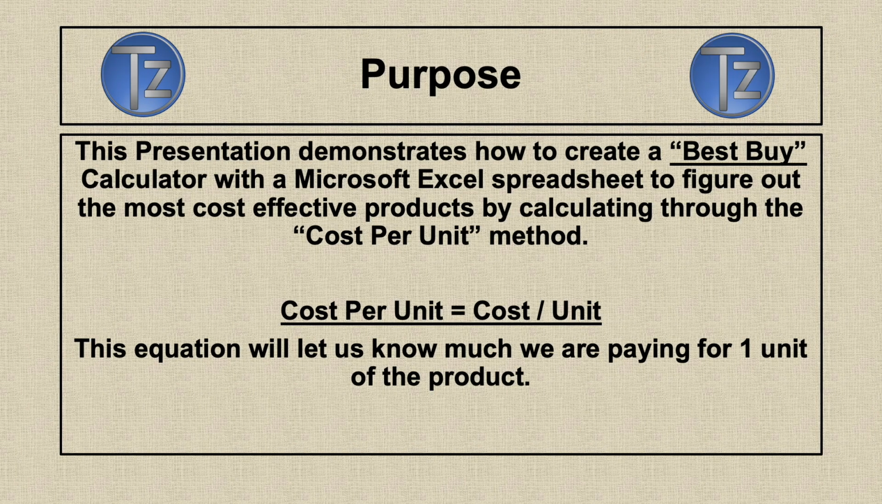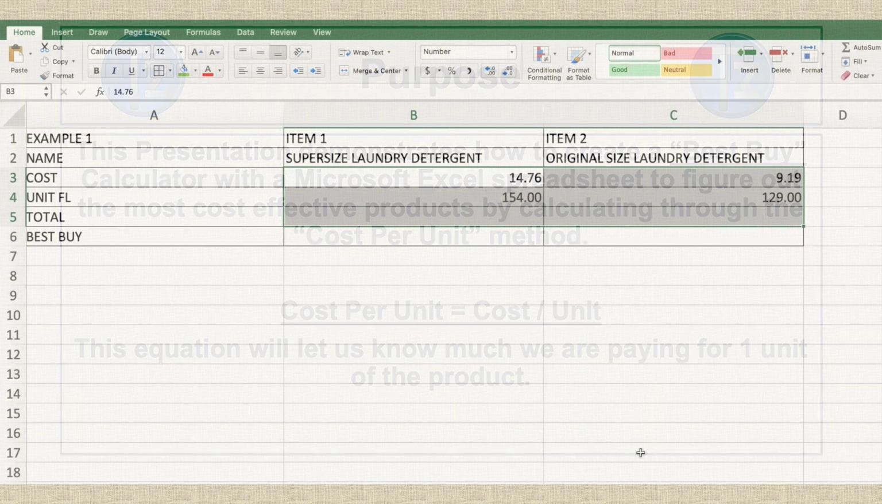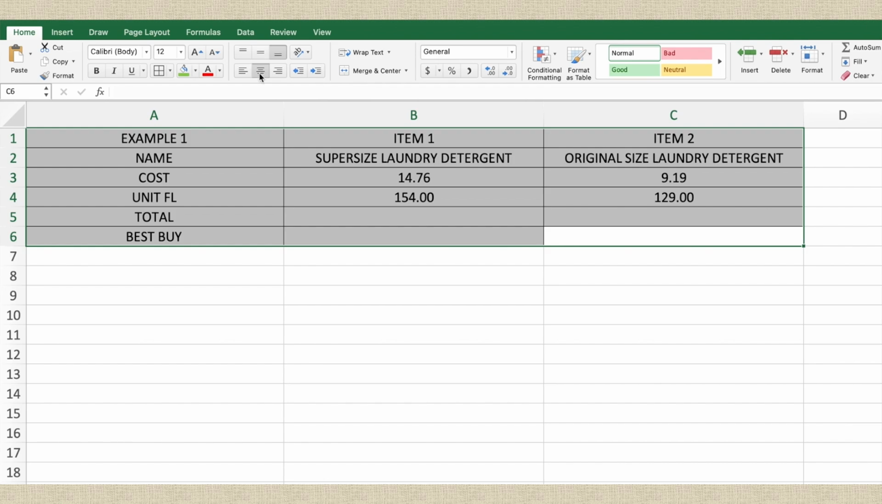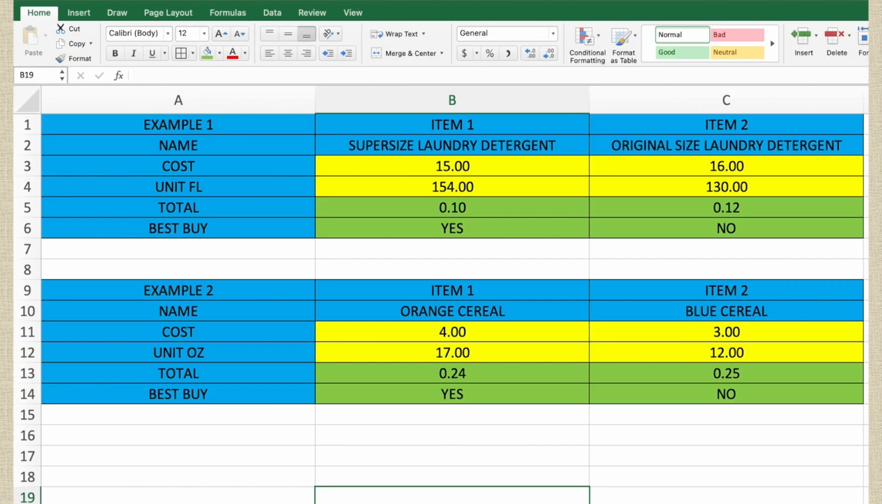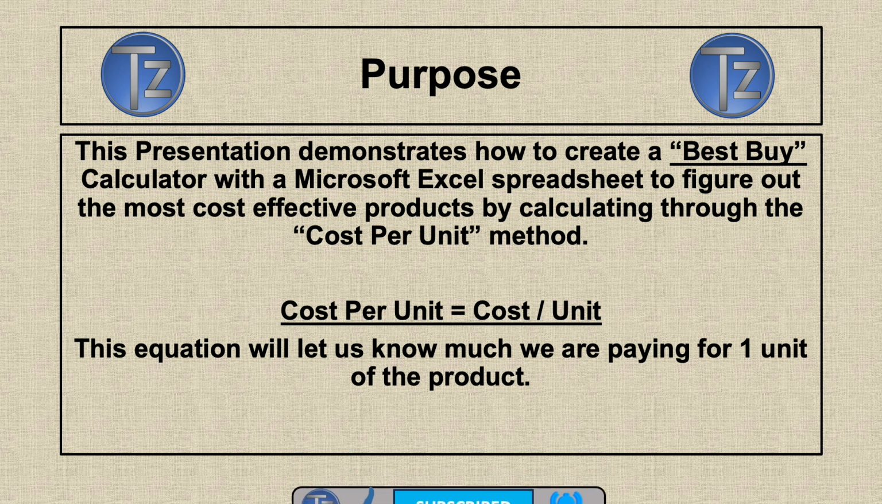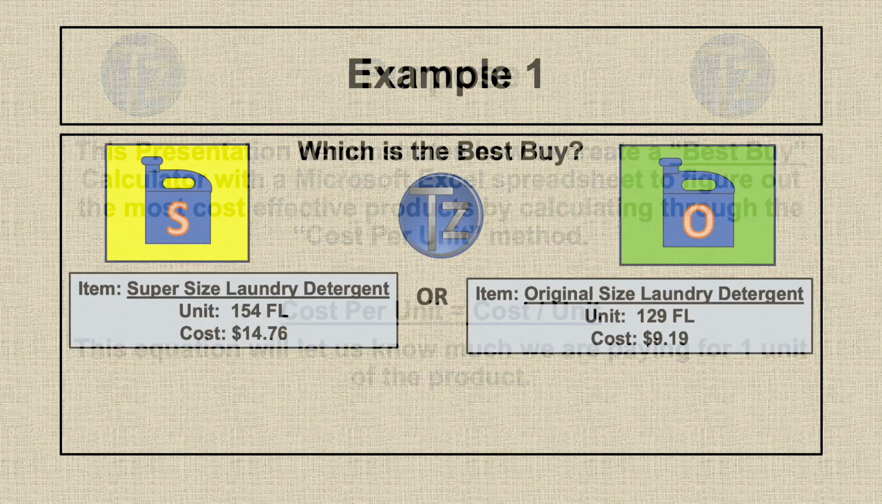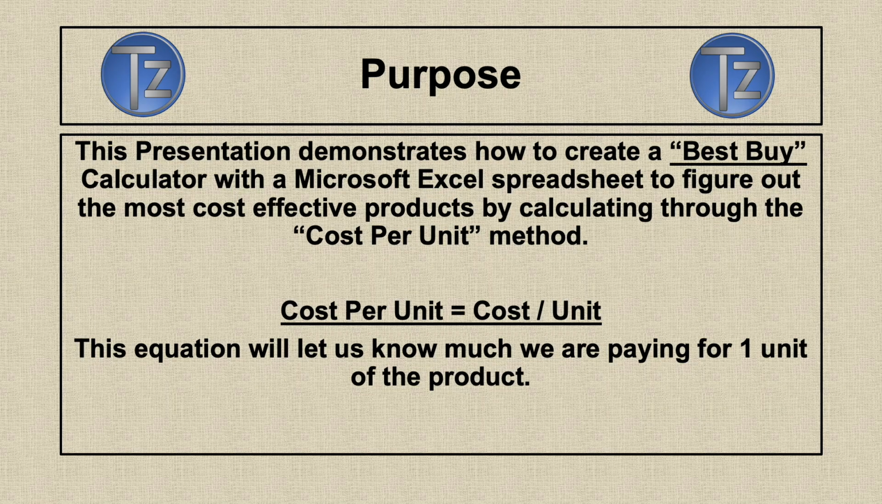In less than 10 minutes, this short presentation provides a simple demonstration on how to create a best buy calculator with a Microsoft Excel spreadsheet. We will use the cost per unit method, which is the cost of the product divided by the number of units, and results will determine how much we are paying for 1 unit of the product. The product with the lowest result is more cost effective and a better buy. We will use the following 2 examples, example 1 and example 2, to build our best buy calculator. Let's get started.